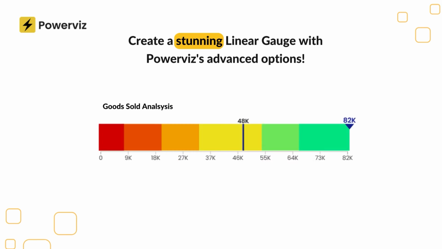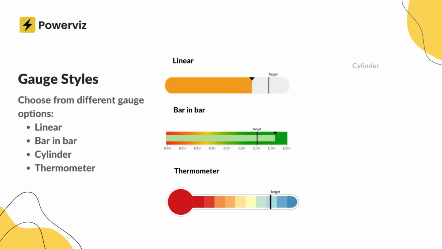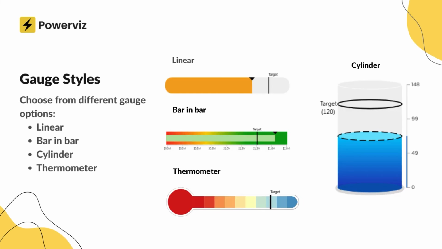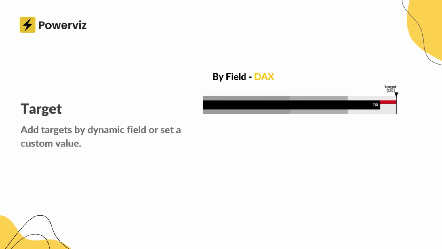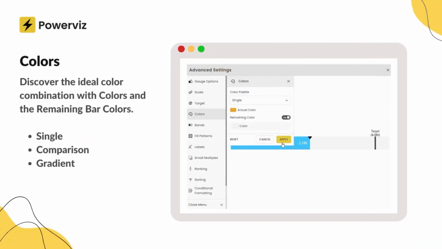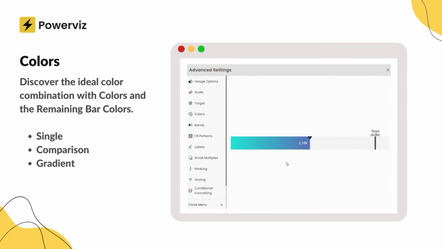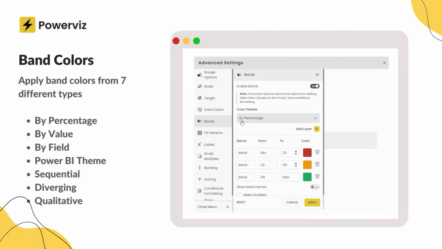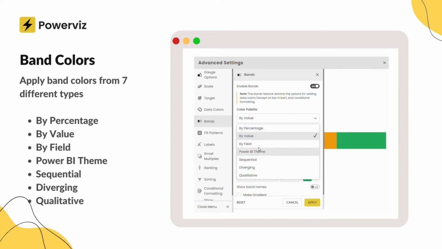What sets the Powerviz linear gauge apart is its versatility and control. From styling options to label customization and the flexibility to set custom targets, you have full control over how your data is presented. Additionally, with its support for small multiples, extensive color schemes, and advanced features like conditional formatting and ranking, the linear gauge offers a comprehensive suite of tools to fulfill all your data visualization needs. So let's dive in and discover how the linear gauge can elevate your Power BI experience.